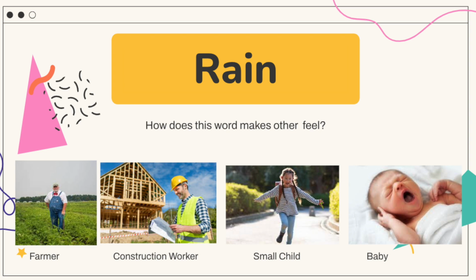How do you think a farmer will feel about rain? Share out, anyone? All right, happy because it helps them grow their crops. All right, good. What about a construction worker? What would they feel about rain? Upset, all right. It might make a dangerous workplace, okay.